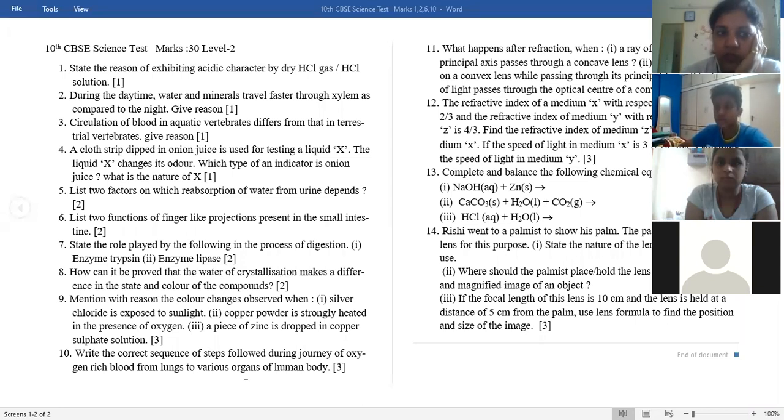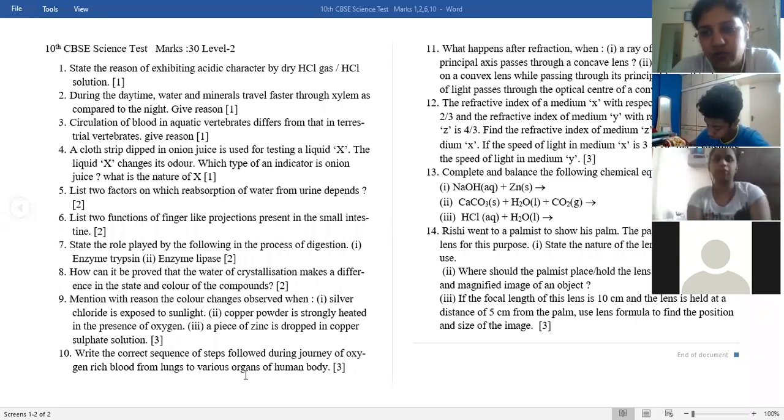Ferrous sulfate decomposes with the evolution of gas having a characteristic odor of burning sulfur. Write the chemical equation and the type of reaction. So FeSO4.7H2O gives FeSO4 plus 7H2O, and 2FeSO4 heated gives out Fe2O3 plus SO2 plus SO3. You have to write heat on the arrow. If you don't write it, you will lose marks.